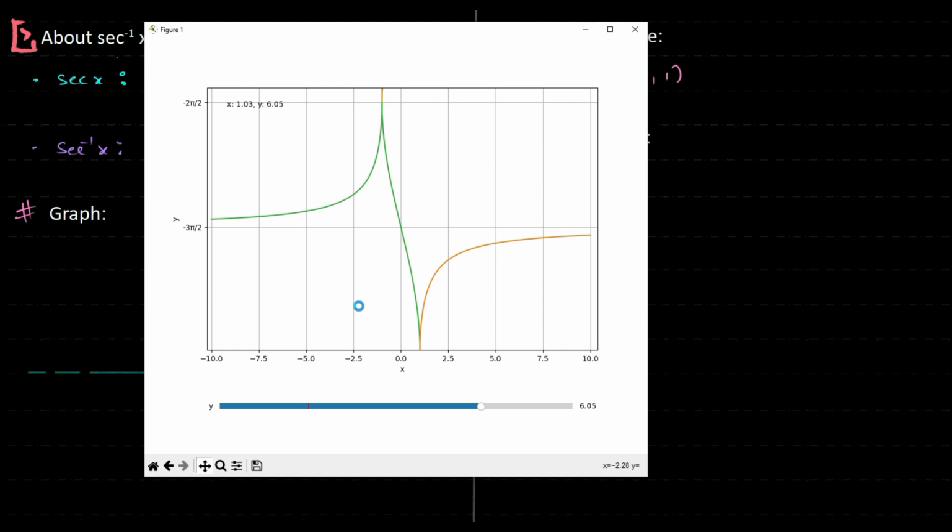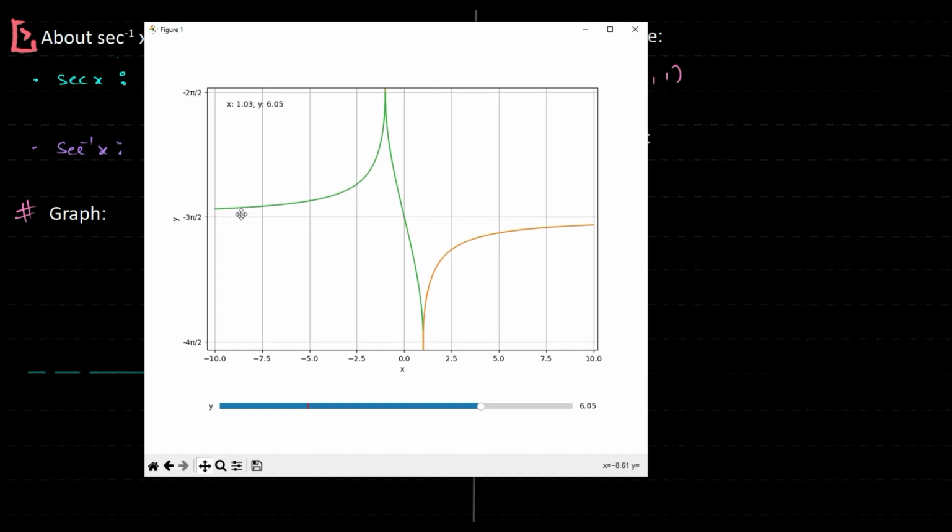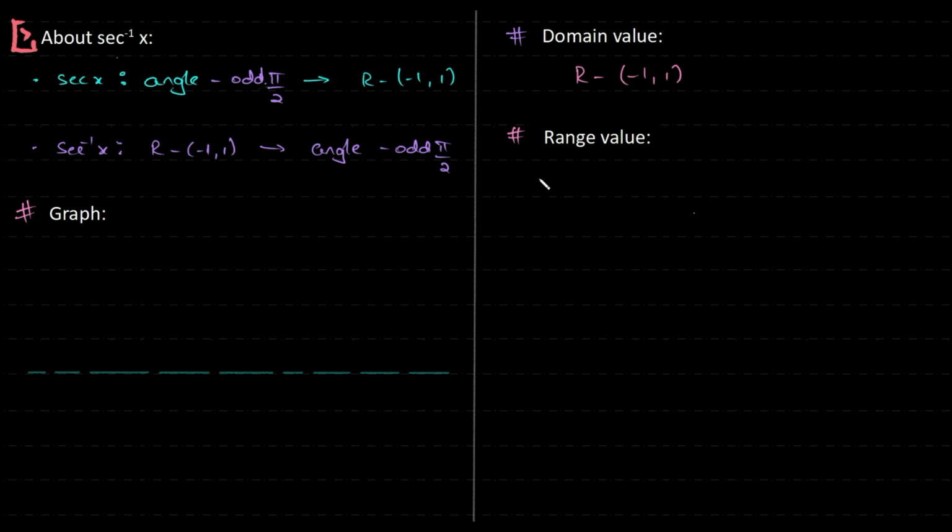So we are looking at minus 4 pi by 2 to 2 pi by 2. That's your first branch. How will I find that? With the help of cos. So this is where the cos branch starts and this is where it ends. So will the sec as well. So we have the branches.